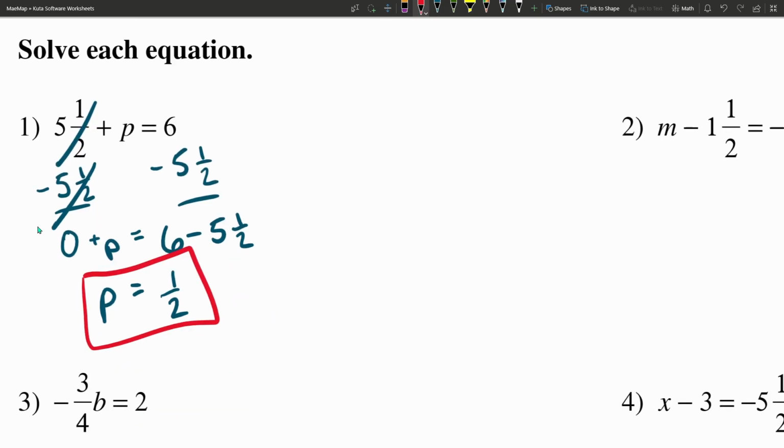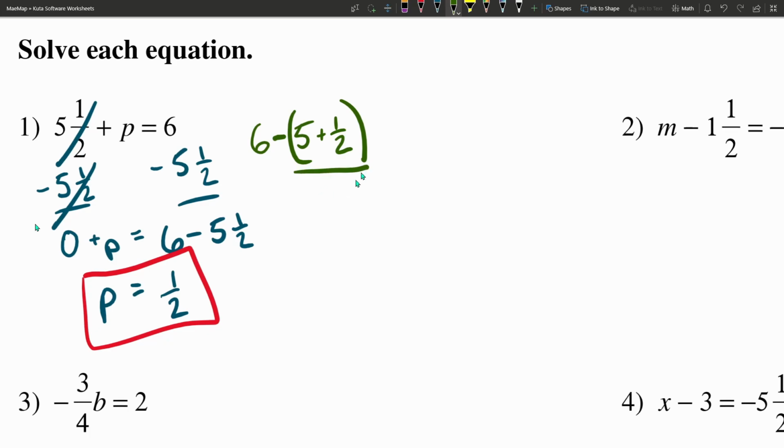And before we move on to number two, if you struggle with doing fraction subtraction or addition in your head, think about this. Off to the side here, we're going to write this with a common denominator to make it easier to add or subtract. So first, we're going to turn this mixed number into one single fraction. So if I have 5.5, that's 5 plus 1/2. Remember, because it's 5 and 1/2. So I really have 6 minus 5 plus 1/2.